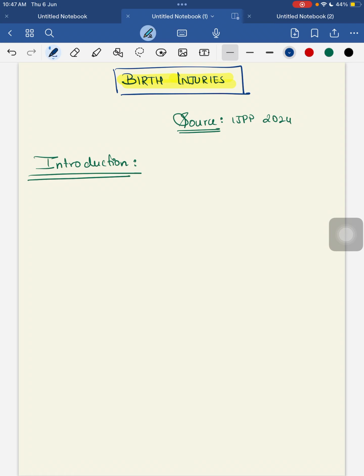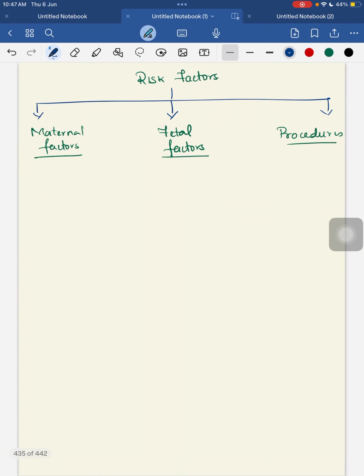Starting off with the introduction, the incidence of birth injuries varies depending on the fetal presentation. What are the risk factors for your birth injuries?